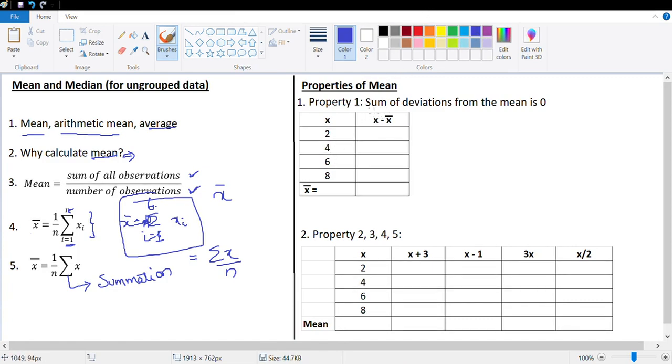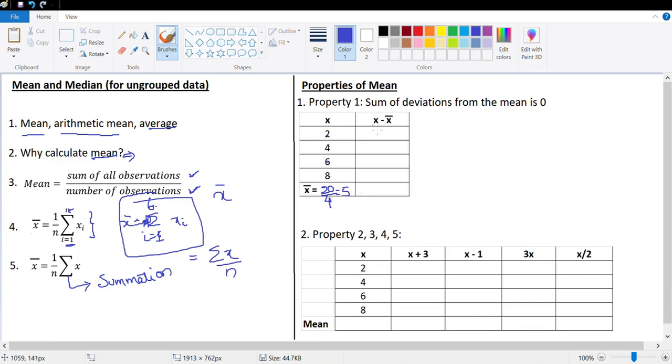There are a couple of properties of this mean. The first one is sum of deviations from the mean is 0. Now, deviation, what does that mean? Deviation means the difference from the observation. So in this case, first calculate the mean. This is 2 plus 4, 6, 6 plus 6, 12, 12 plus 8, 20. So mean will be 20 upon 1, 2, 3, 4, 4 observation points. So the mean is 5.